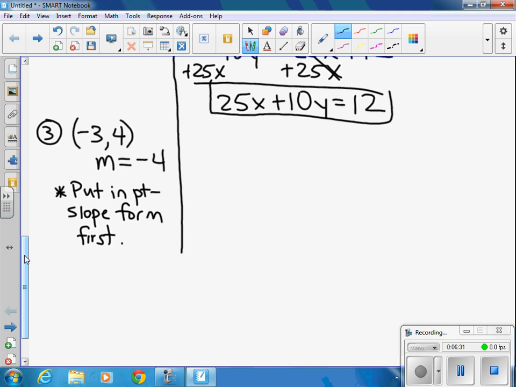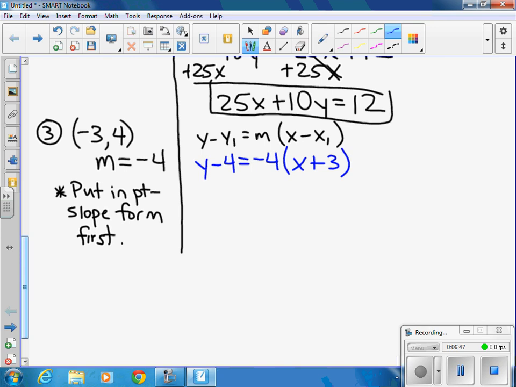Right? So if you remember, point slope form was y minus y1 equals m times x minus x1. So I want to fill in that with my pieces from my ordered pair. Right? So doing so, that gives me y minus 4 equals negative 4 parentheses x plus 3, because your 2 negatives will turn positive. So from that equation, I want to convert it to standard form. You do have to distribute at this point to keep going. So y minus 4 equals negative 4x minus 12.